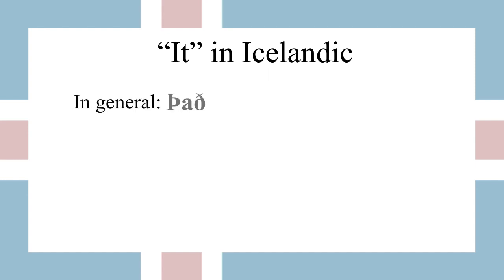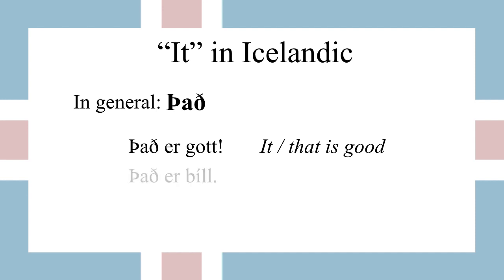Now in general, the word is það. That's the subject pronoun for neuter, meaning the thing that you're referring to doesn't have a gender. So we use this for very general statements. For example, það er gott. It is good. We're not referring to anything in particular, so we just use það. It's neutral. We're not referring to a noun with any gender. So that means it or that is good.